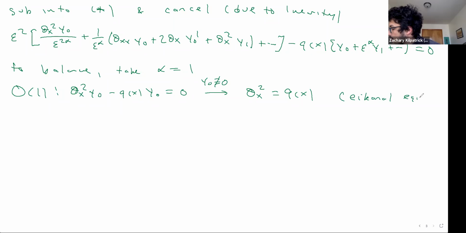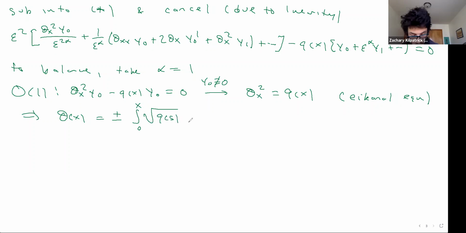It's called the Eikonal Equation, and it relates your potential function to the function that appears in your exponential function there, okay? So we can solve this for theta. We know q of x, so theta is just going to be some integral involving q. And in fact, theta of x is going to equal plus or minus the integral from 0 to x of the square root of q of s ds plus theta of 0, okay?